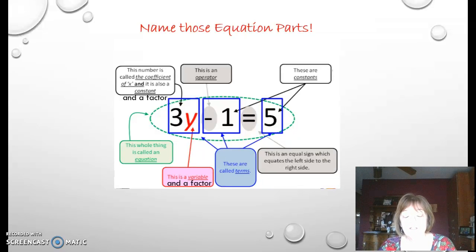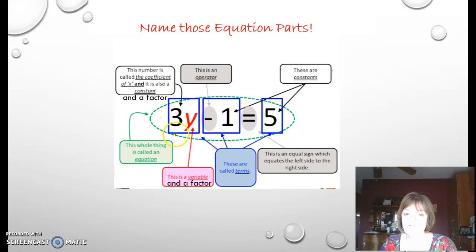An equation is different than other math, which we call expressions, because it has an equal sign in it. Simple enough, right? If you see an equal sign, that means it's an equation. If you don't see an equal sign, we call that an expression, okay? All right, so let me introduce you to the different parts. First of all, you saw the equal sign. The whole thing is called the equation.